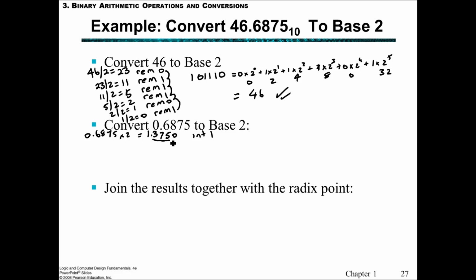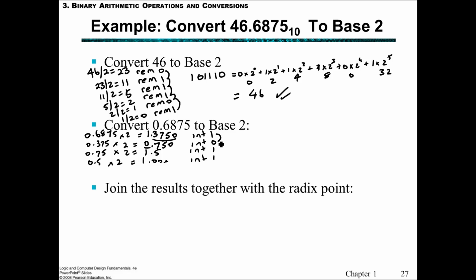So we're interested in the fraction part, 0.375 multiplied by 2 equals 0.750. And the integer part of that is 0. So once again, multiplying the fraction part, 0.75 by 2 gives 1.5. Integer part of that is 1. The remaining fraction part, 0.5 multiplied by 2, gives 1.0000000. Integer part of that is 1.